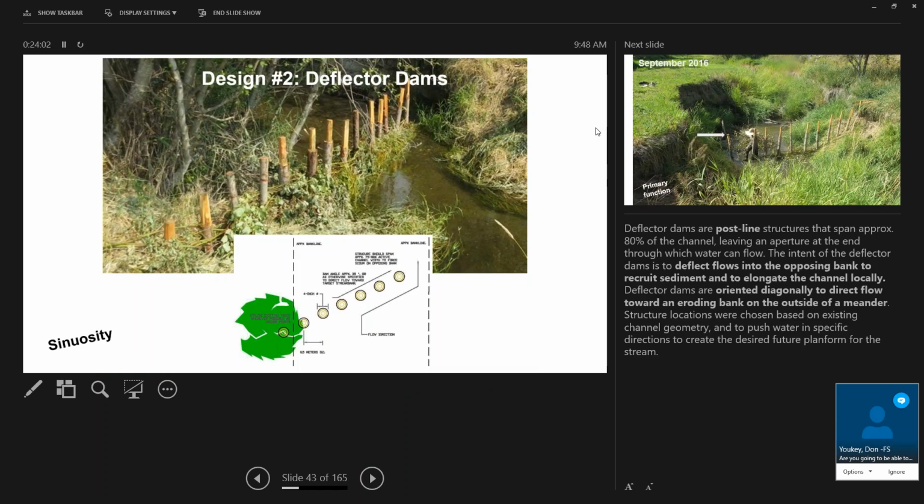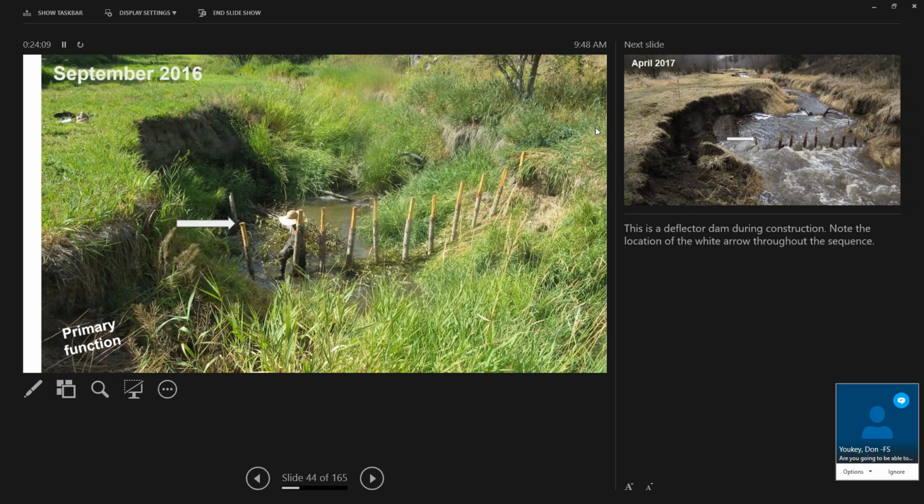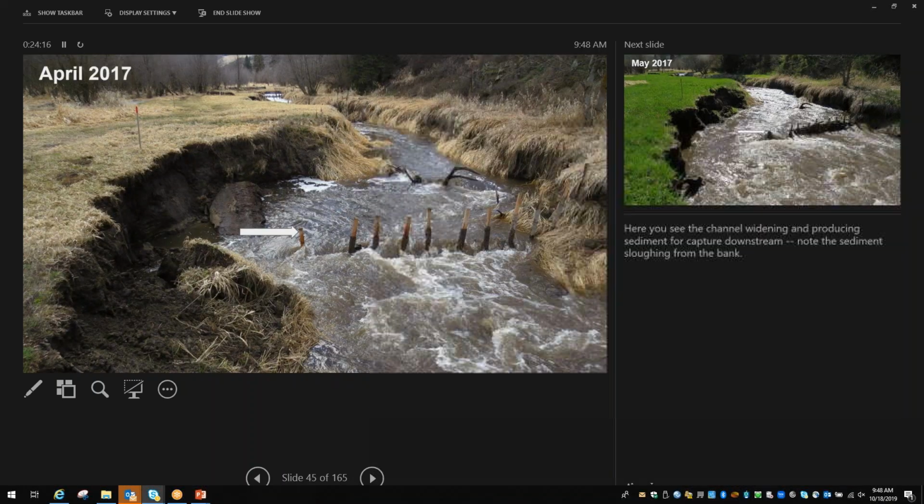So looking at how some of our deflector dams have functioned, and again, these are aimed at increasing sinuosity. Here's one in 2016, and I just put another white arrow in there so you'd be able to track the same spot in space over time. So here's 2017. You can see the bank is moving pretty rapidly.